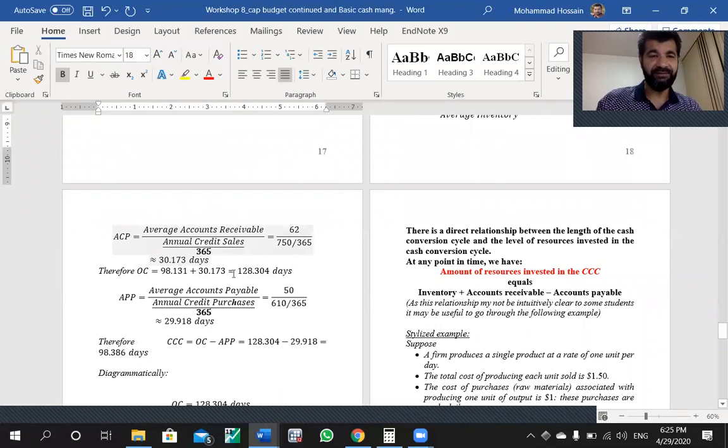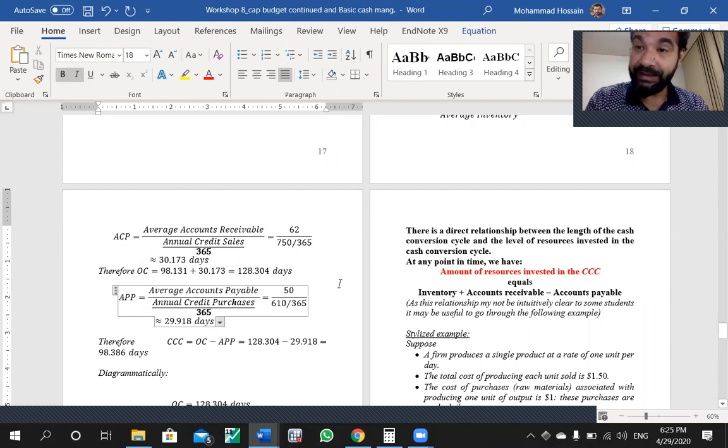So 62 divided by 750 times 365 is equal to 30.173 days. Therefore, the operating cycle is equal to 98 plus this, which will be 128 days. It means that the company needs 128 days from the beginning of the production process till the sales are made.